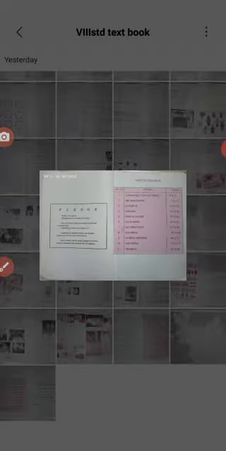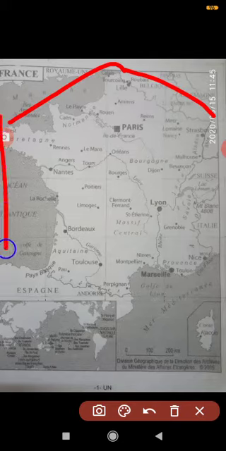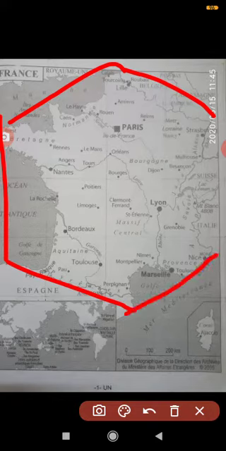All right, so today, to start with, I'll just get you familiarized with the map of France. Let's take a look at the map. The French say that the map of France resembles a hexagon. I'll show you how it looks like a hexagon. You have this area, this area, then this, this and this. There you have it. This is how the map of France resembles a hexagon.